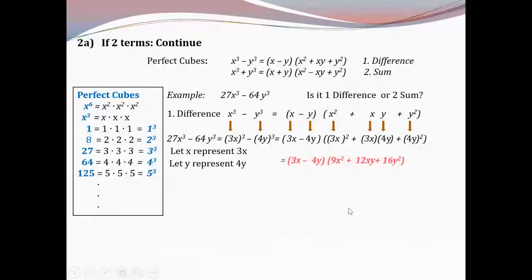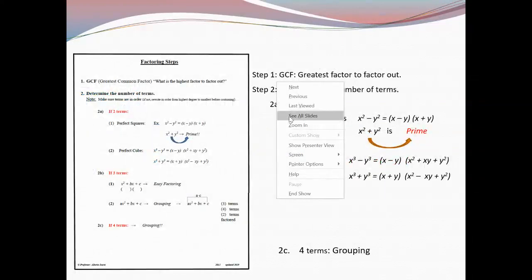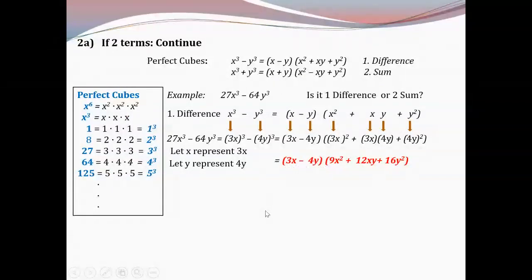Now let's simplify. This will be 3x minus 4y. 3x squared will give you 9x squared. 3x times 4y will give you 12xy. And 4y squared, parentheses 4y to the second power, will give you 16y squared. So this is my result. Let me go back. That's my result.